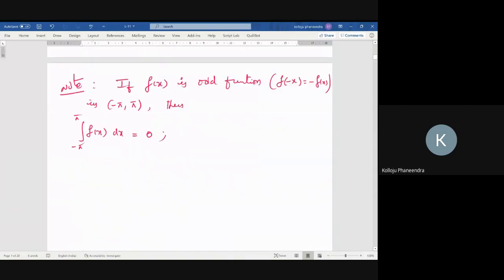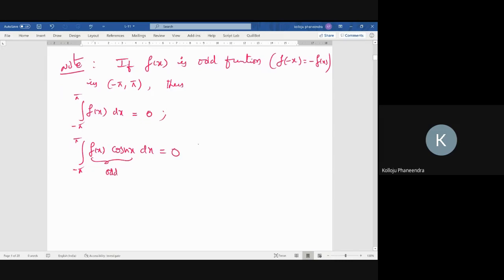Another one, minus pi to pi: f of x is an odd function, and cos nx is an even function. So this function becomes totally an odd function. So this value also is 0. And coming to another integral, f of x into sin nx dx. This is an odd function, and this is an odd function, and the total function becomes even. So whenever even is there, I can write these limits as 2 into 0 to pi f of x sin nx dx.